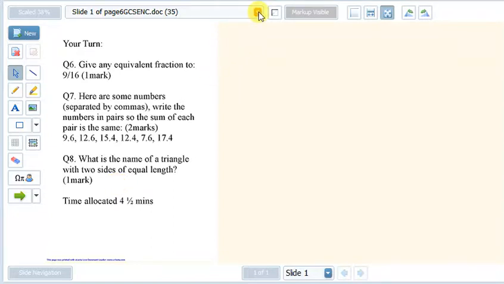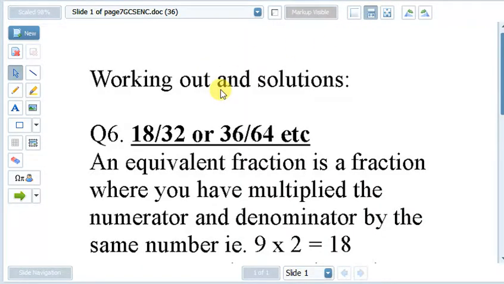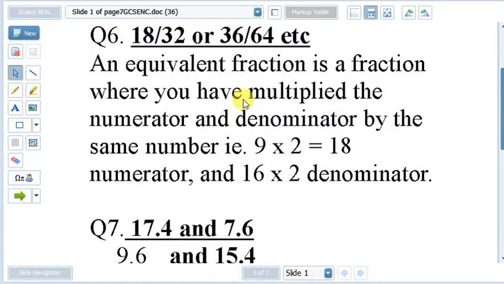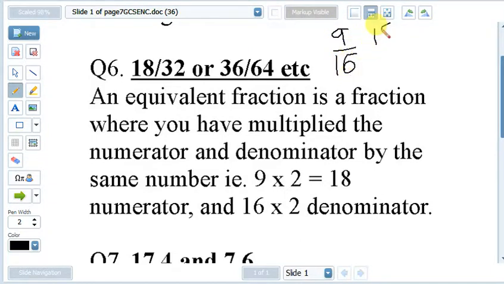So question 6 was give any equivalent fraction to 9/16. Okay, so an equivalent fraction is a fraction where you have multiplied the numerator, and that's the number on the top, and the denominator by the same number. So for an instance here, we started off with 9/16, so 9 is the numerator and 16 is the denominator. So if we times the top, which is the numerator, by 2, we would get 18, and if we times the denominator by 2, we would get 32. So 18/32 is one equivalent fraction.